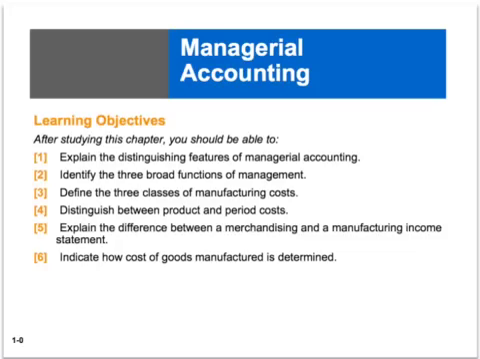In this, the third video of the series Introduction to Managerial Accounting, we are concerned now with learning objectives 5 and 6. That is, we're going to continue explaining the difference between a merchandising and a manufacturing income statement, and we indicate how the cost of goods manufactured is determined and how we produce the report called the cost of goods manufactured.